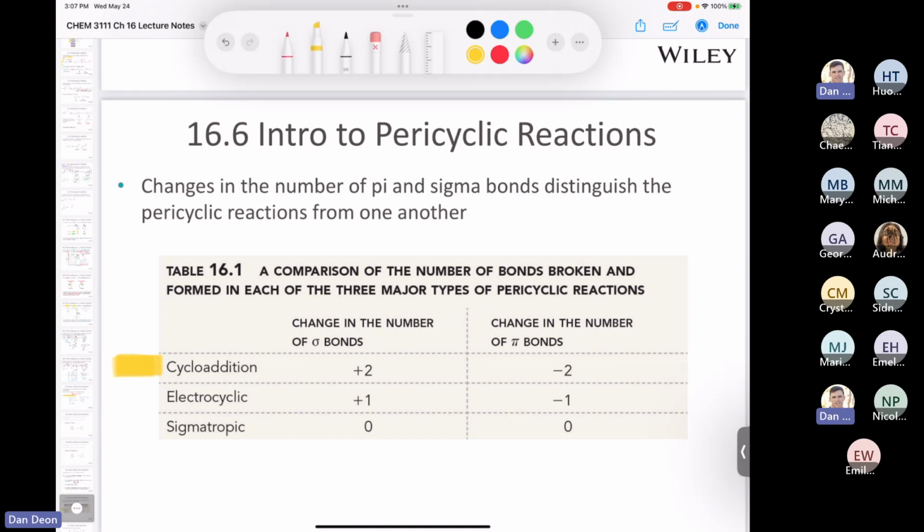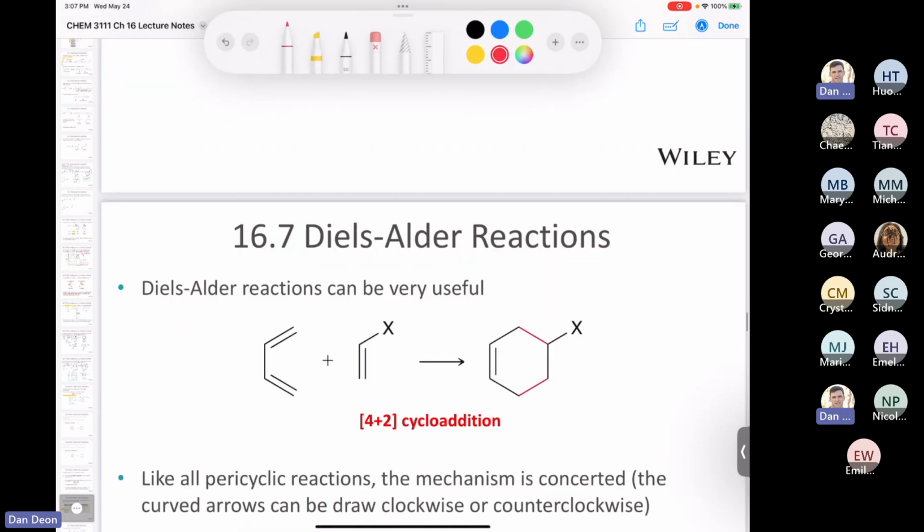And just in case you think, well, maybe they won't be on any exam, oh, they're covered on the ACS exam big time, okay? So you want to make sure you know your Diels-Alder chemistry. So let's get into it.